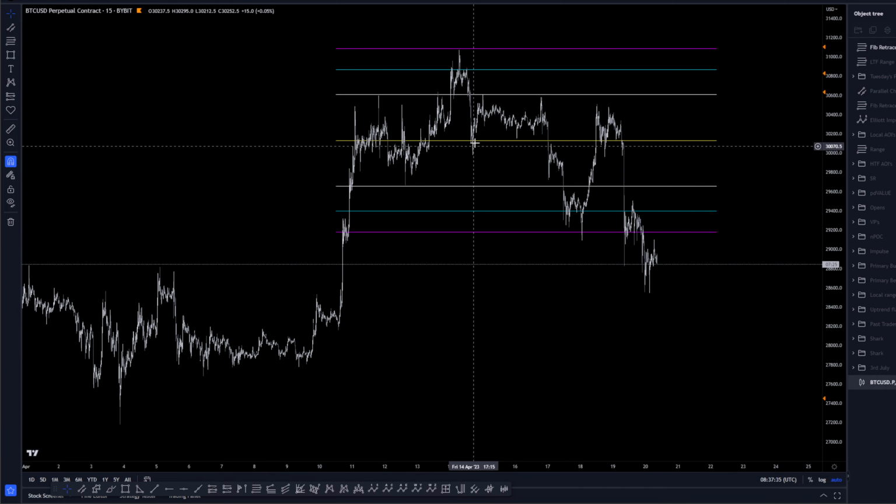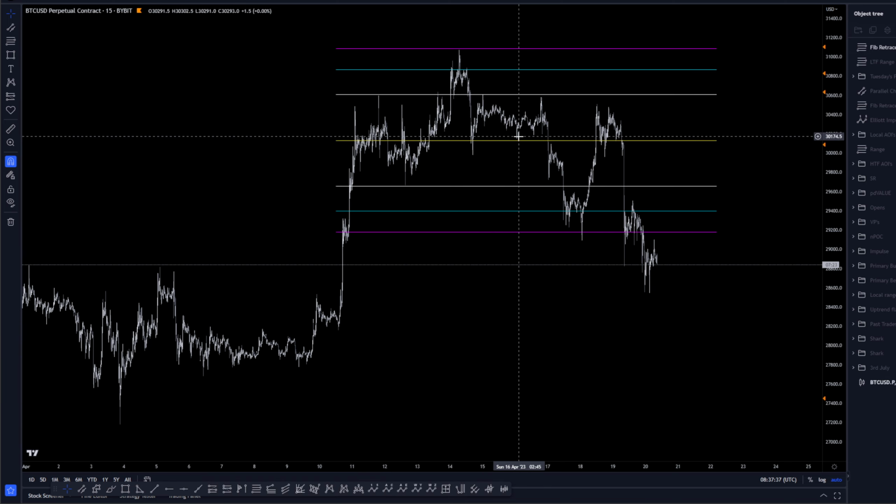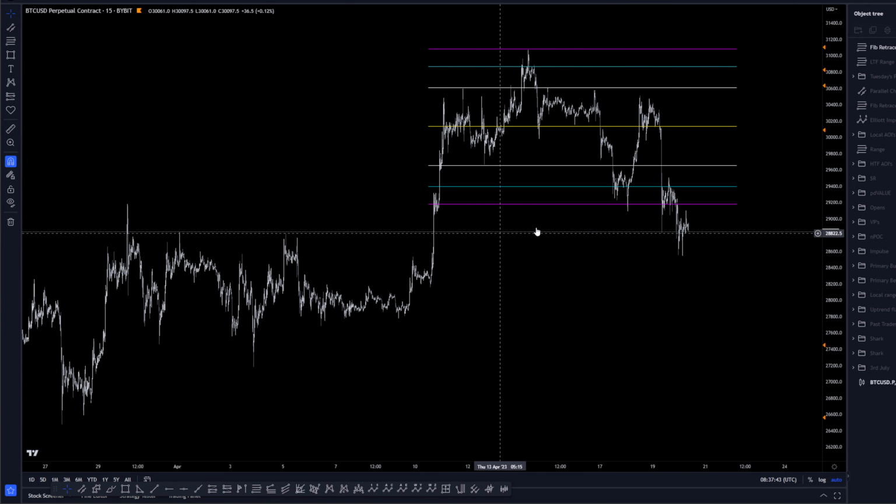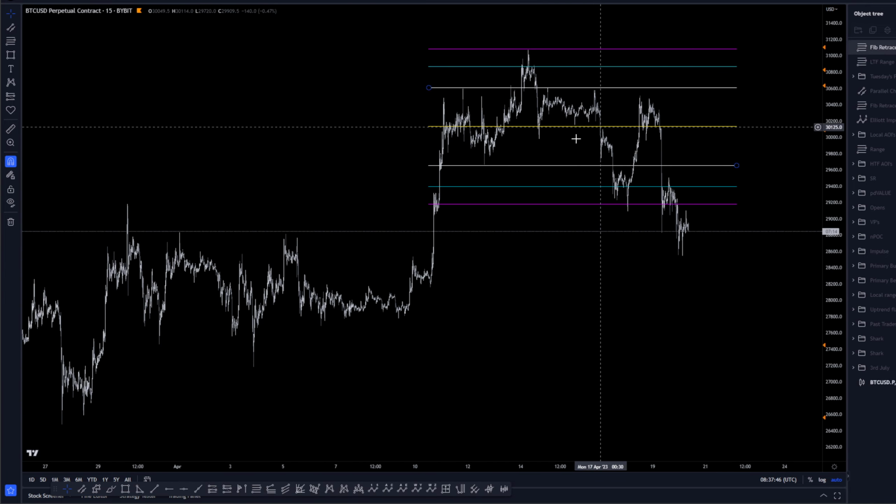Trading it back down to the EQ. Back up into the range high, EQ, range high, and then now we're in range lows, back up, and there we go. Now, how could we have traded this?